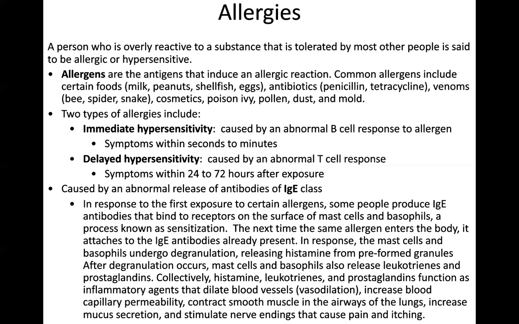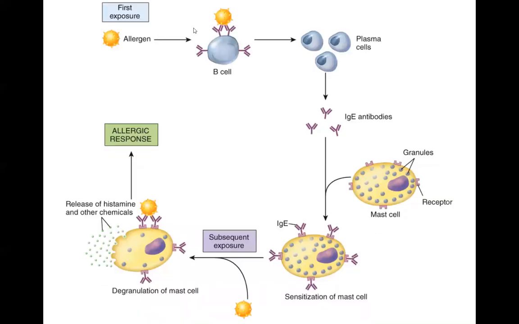So let's talk about the antibodies that are involved. It's an abnormal IgE class, as we learned, that's involved with allergies. In response to the first exposure to certain allergens, some people produce IgE antibodies that bind to the receptors on the surface of their mast cells and their basophils. We call this process sensitization, and we can see that taking place right here. The allergen binds to the B cells, which then transform into plasma cells that produce the antibodies, which then bind, as you can see, to the mast cells. And then we see that right there.